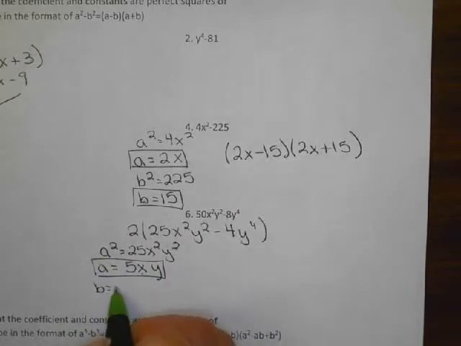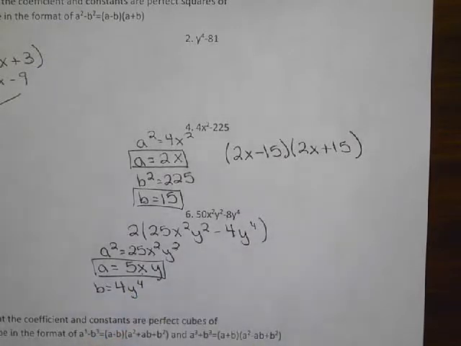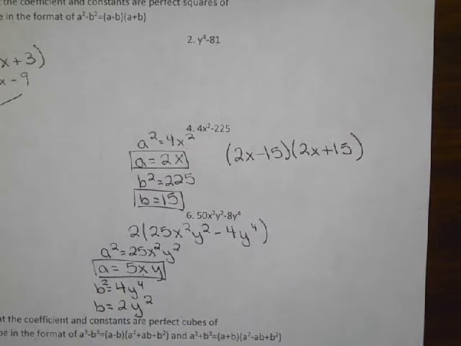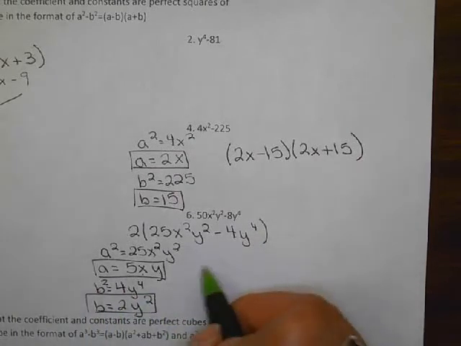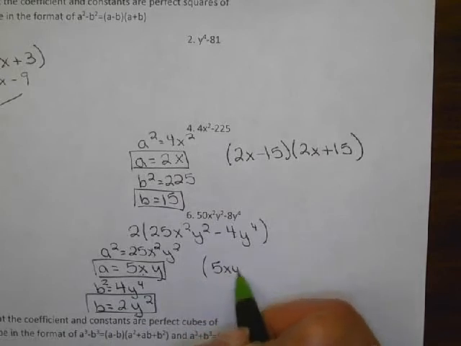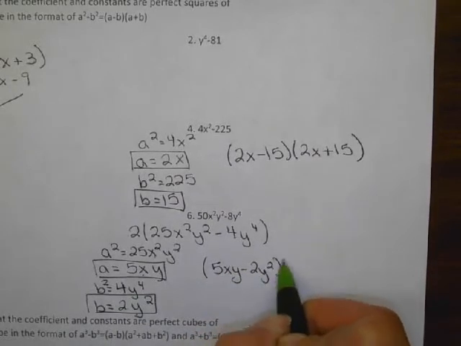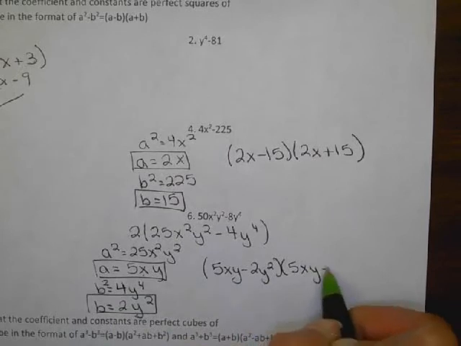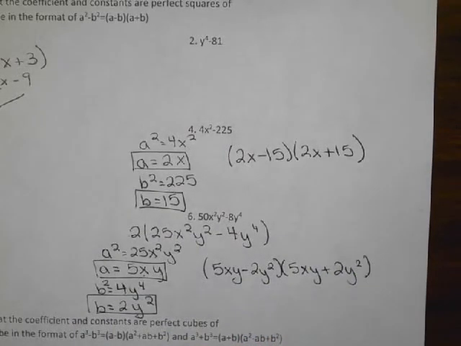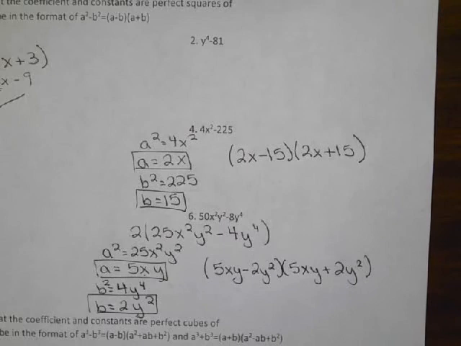We have b as 4y to the 4th. Well, let's say b squared. That means b is going to be 2y squared. Because if I were to work backwards and take this b and square the whole thing, that's going to give me 4y to the 4th. So this is b. And again, we just write it in our form. So I have 5xy minus 2y squared and 5xy plus 2y squared. So I want you guys to try the other 3 problems now.